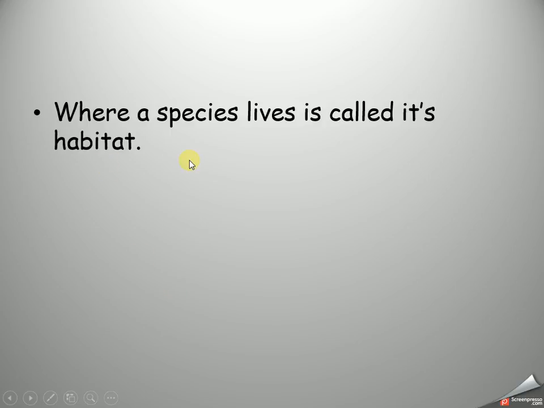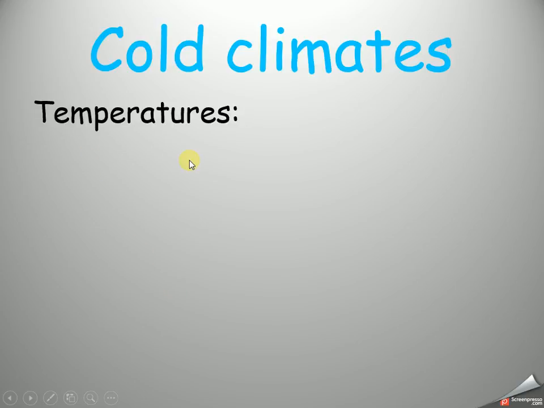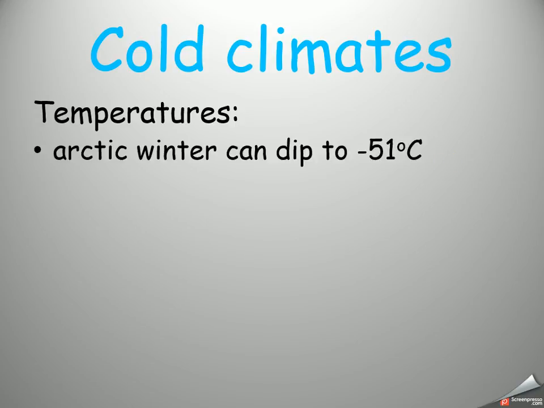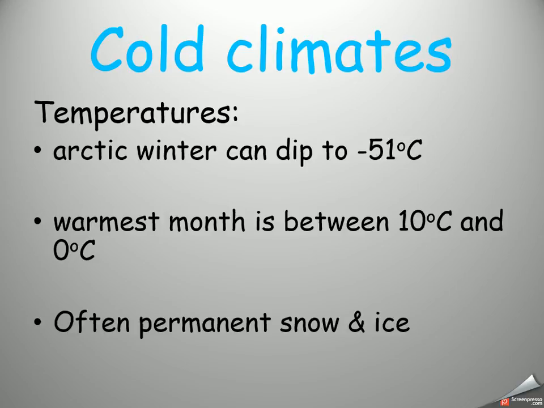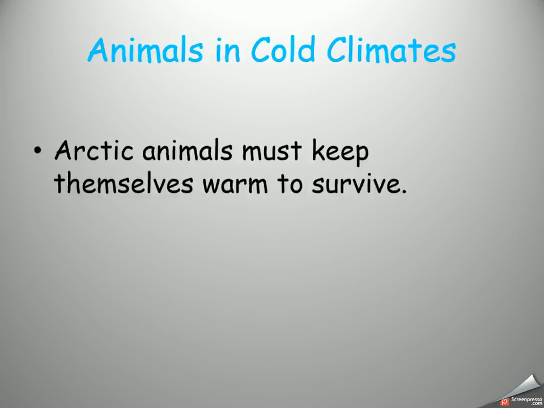Where a species lives is called its habitat. Okay, that's just a random fact. But cold climates: you have to know about how animals are adapted to live under really, really cold conditions. Yeah, so it gets very cold, minus 51 degrees, and so this looks at how animals are adapted to live in these really, really cold conditions.